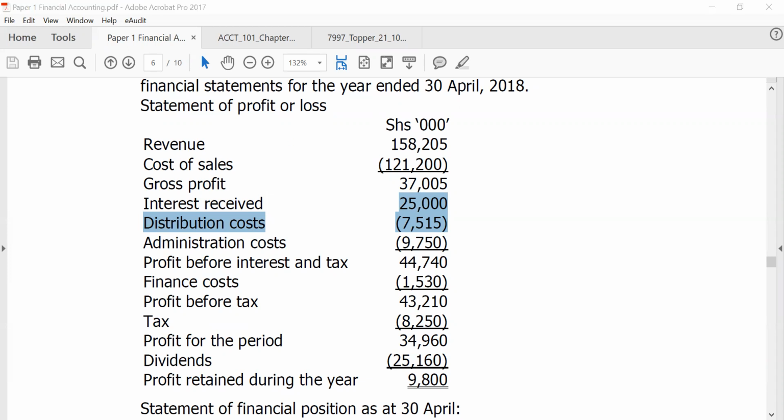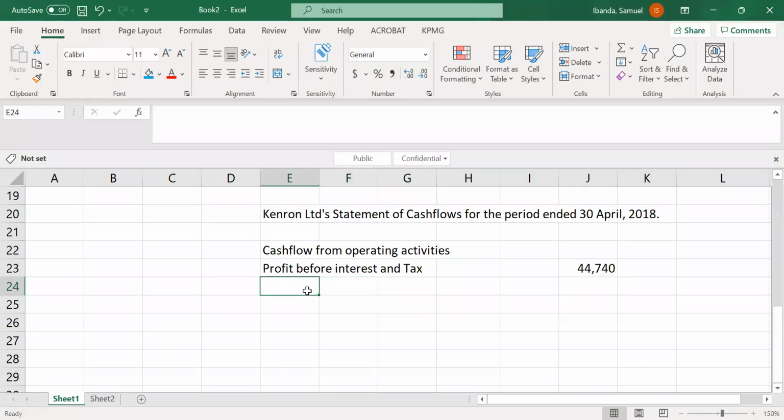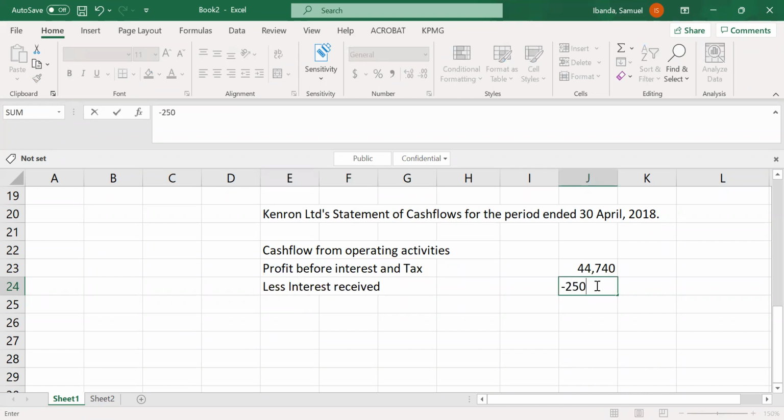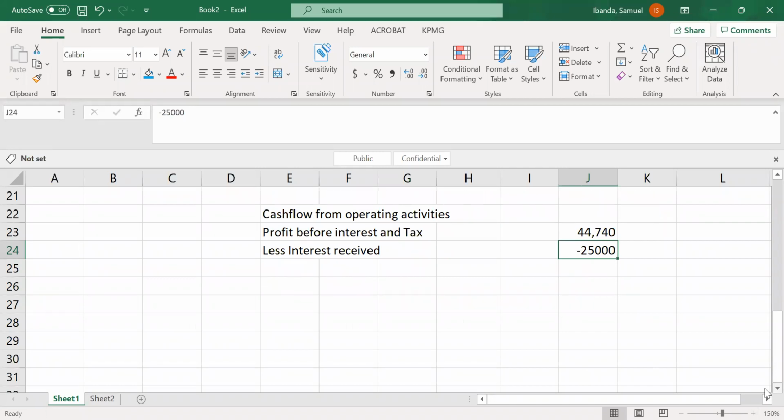So what I would do, even before I calculate depreciation and go ahead to calculate my profit from disposal, is first less these items as I get them, less and add. So I'm going to less interest because it is within this amount. So I have to first remove it. Less interest received of 25,000.